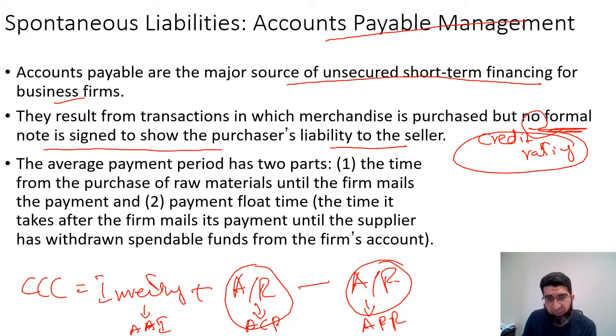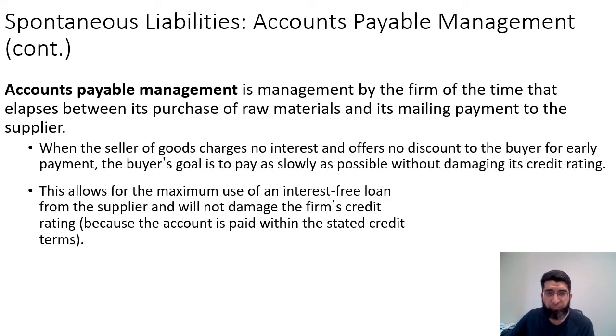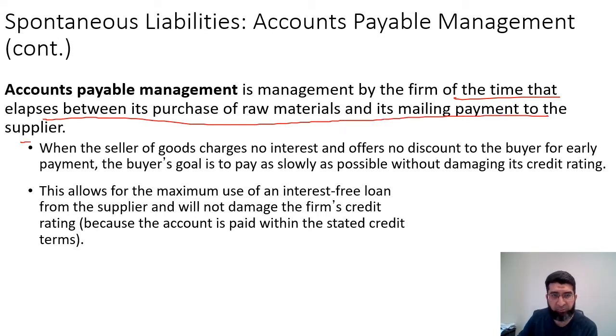The average payment period has two parts: the time from the purchase of raw material until the firm mails the payment, and payment float time. What is payment float time? It is the time the firm takes after it mails its payment until the supplier has withdrawn spendable funds from the firm's account. Accounts payable management is management by the firm of the time that elapses between its purchase of raw material and its mailing payment to the supplier.